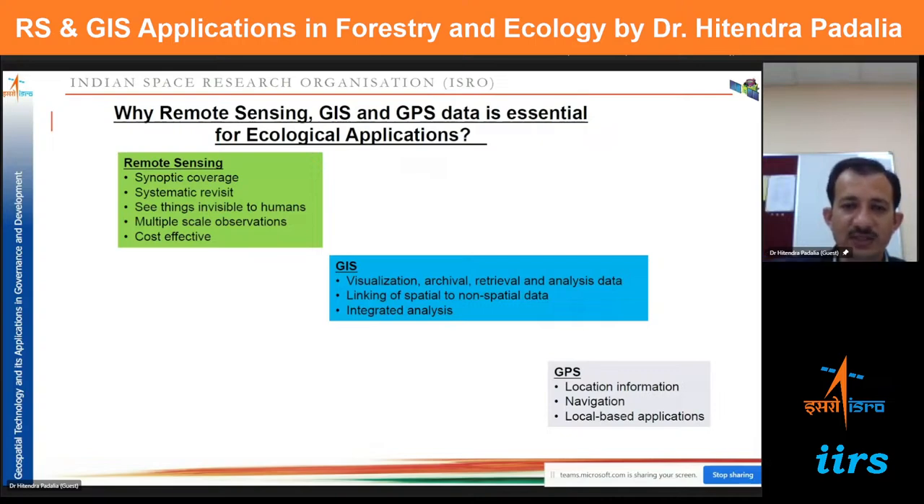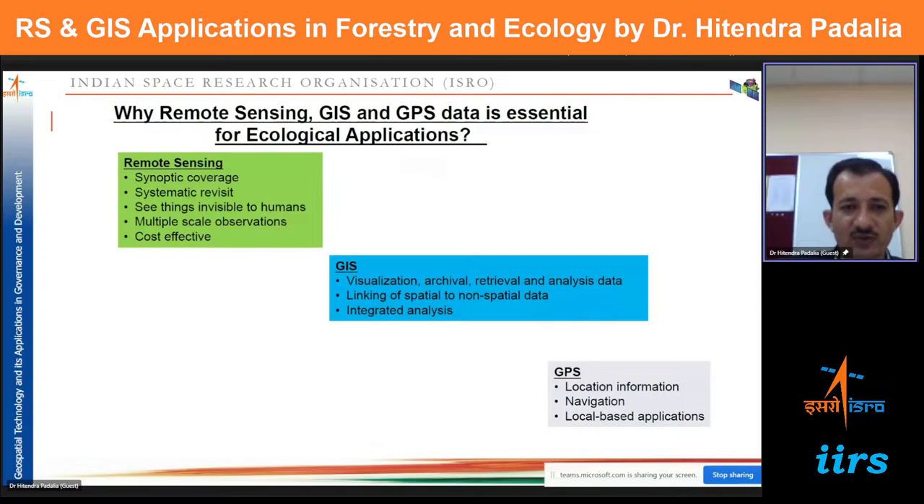Why is geospatial technology useful? On one side, remote sensing provides you data over a large area. That is very much required for areas like forests, which are quite remote and in difficult terrain, where field-based inventory for many parameters is not possible on a regular basis. Satellites provide systematic observations, and with the help of satellite systematic observation, you can develop long-term ecological data for any ecological system.